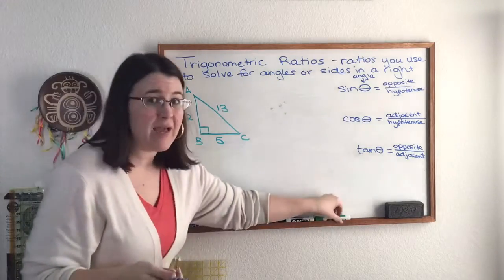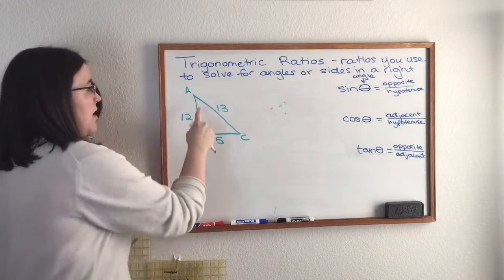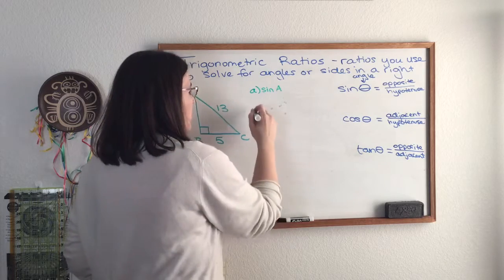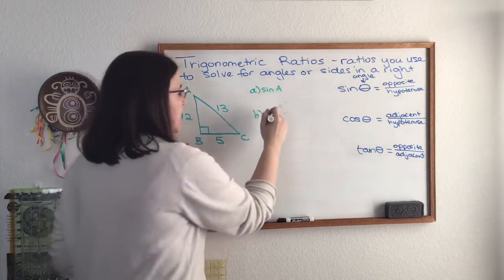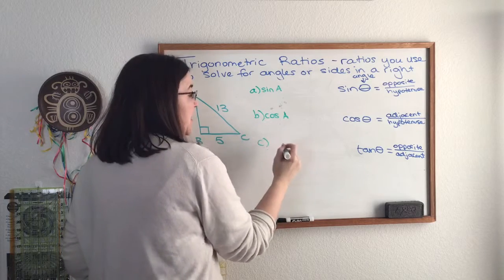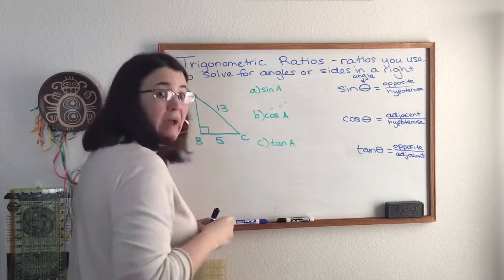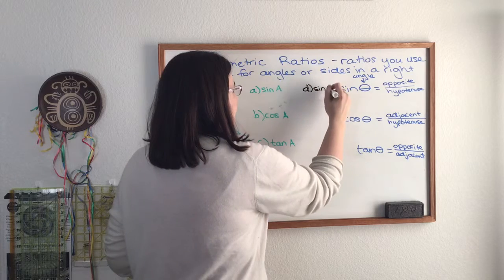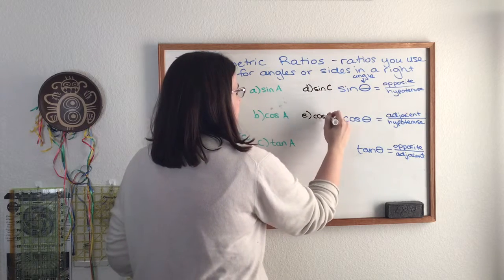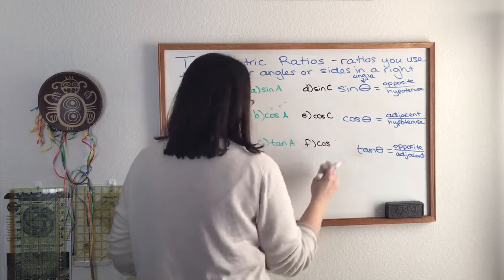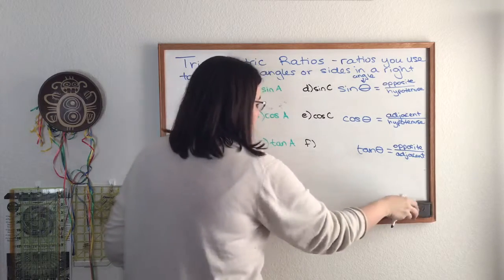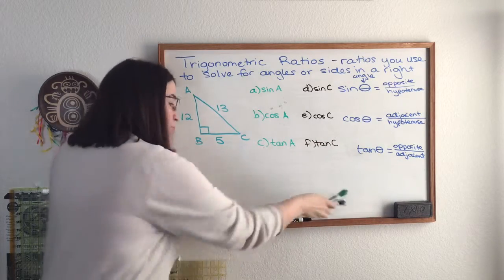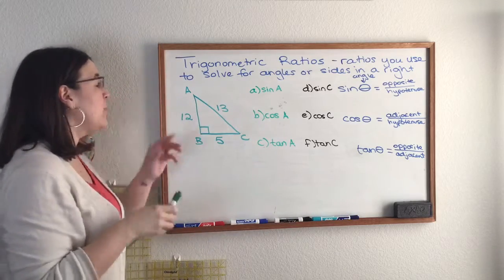Now, what I want you to realize is we're going to find the sine of A and the sine of C. We're going to find the cosine of A and the cosine of C. And we're going to find the tangent of A and the tangent of C. But I'm going to do it color-coded because I think that will hopefully help the process. I apologize, my brain's not moving as fast as it needs to. Okay, so we're going to start with the angle A.